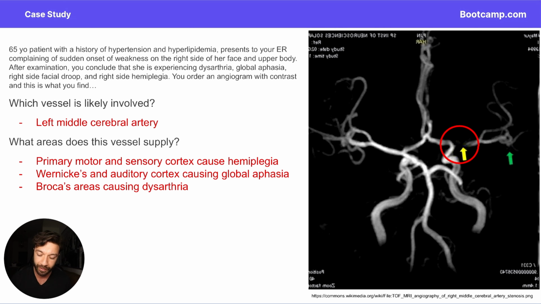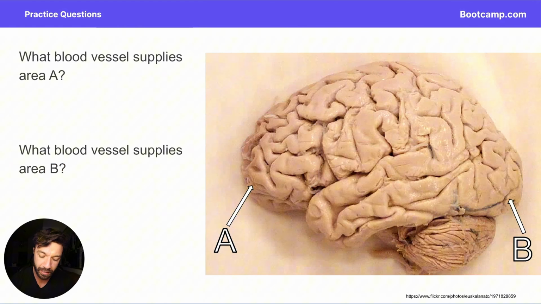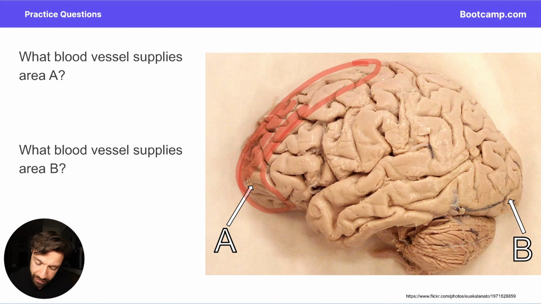So moving on from our case study, we have a couple of practice problems. We have what blood vessel supplies area A, and then what blood vessel supplies area B. So area A is going to be this area right here. Area B is going to be this area back here. If you want, pause it, answer it. I'm just going to solve it right now myself. So area A looks like it's pointing to this anterior and medial aspect of the cerebral cortex. And if you remember which artery supplies this area, well, that's going to be that anterior cerebral artery.